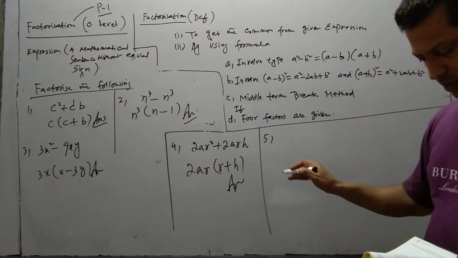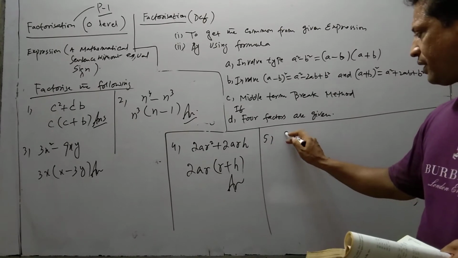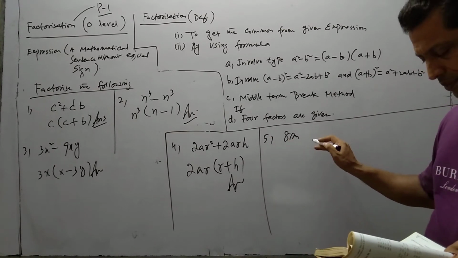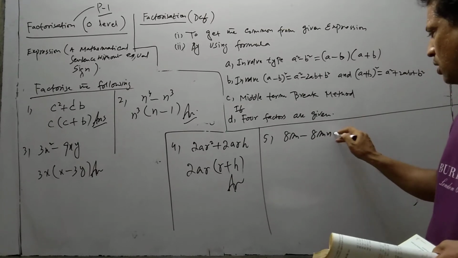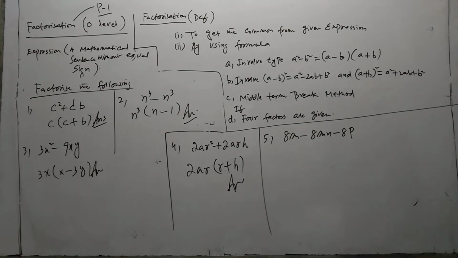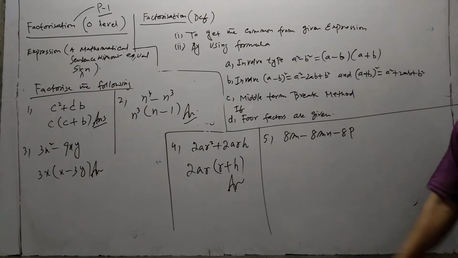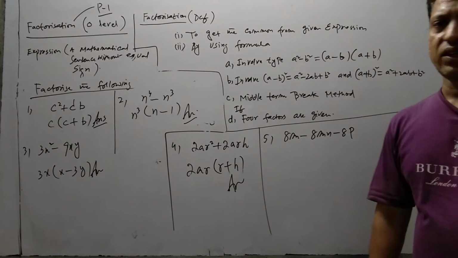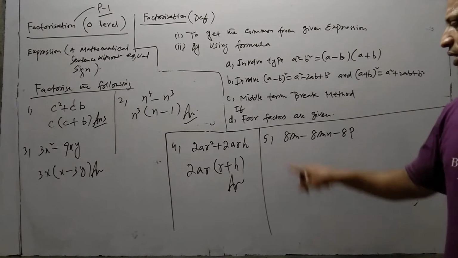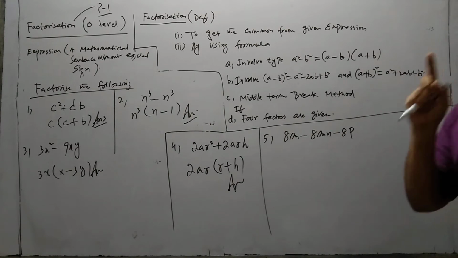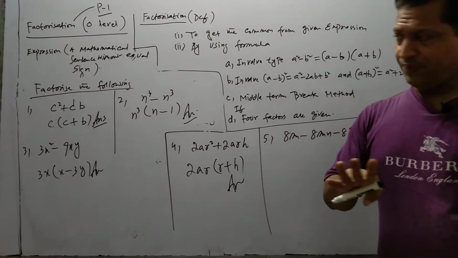Question 5. 8m minus 8mn minus 8p. How to factorize? Apply the first definition to get the common from the given expression. Is there any common? Yes, 8. Student, common means common from all the terms.